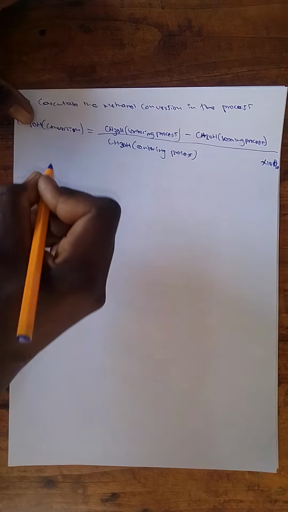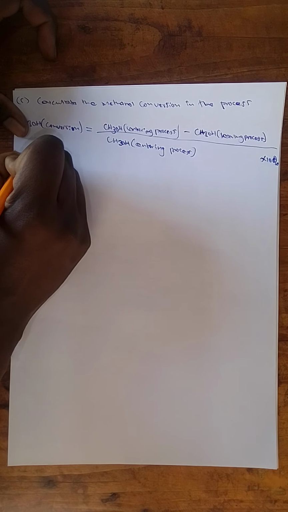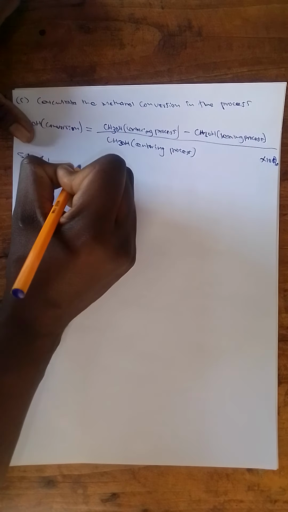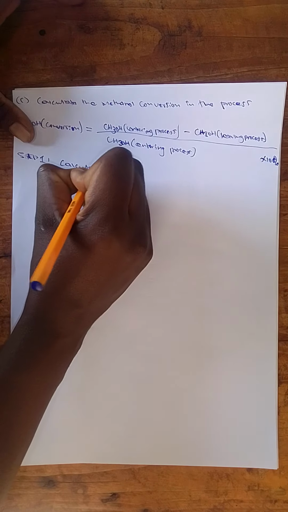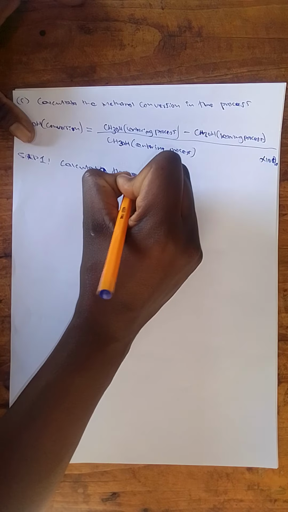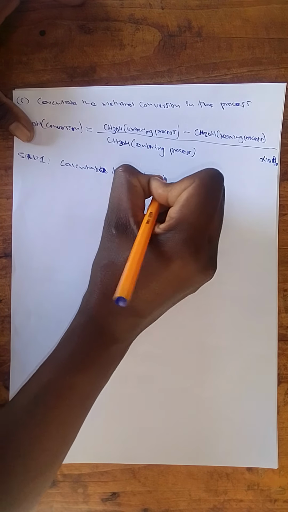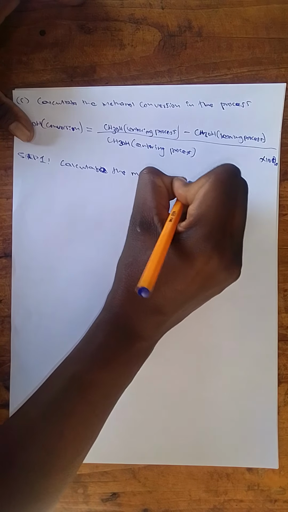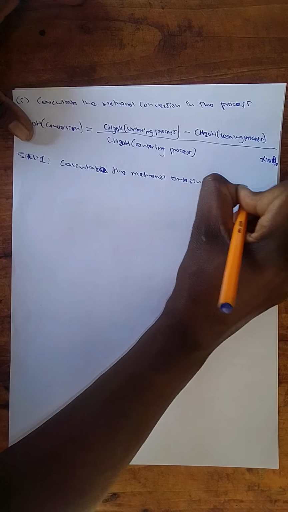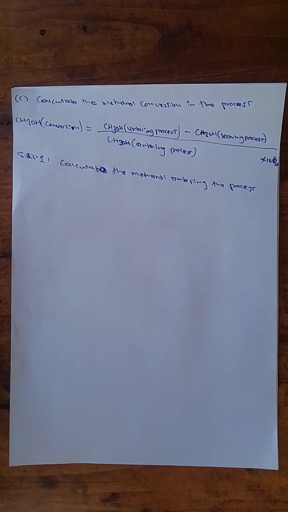And now it takes us to our first step. I actually made up 3 short steps. In step 1, we're going to calculate the CH3OH entering the process. So we're going to calculate the methanol that is actually entering the process. Calculate the methanol entering the process.